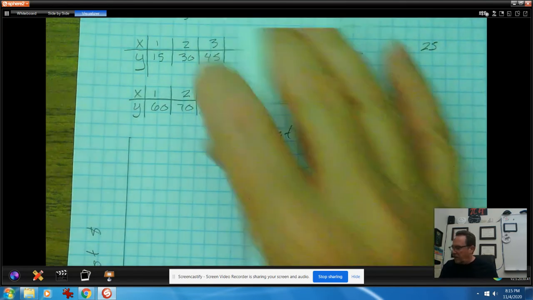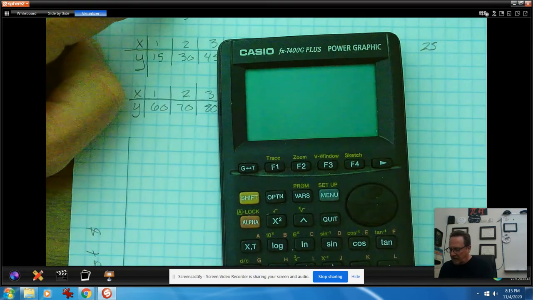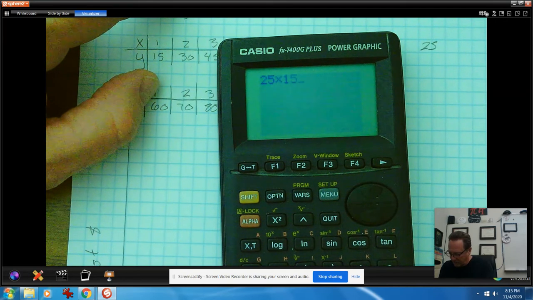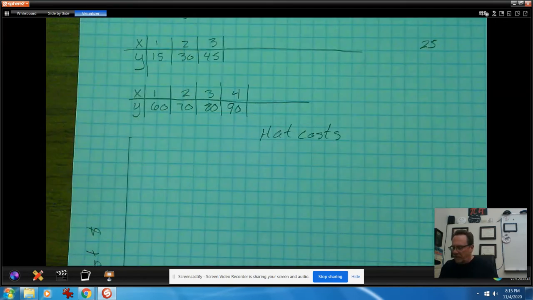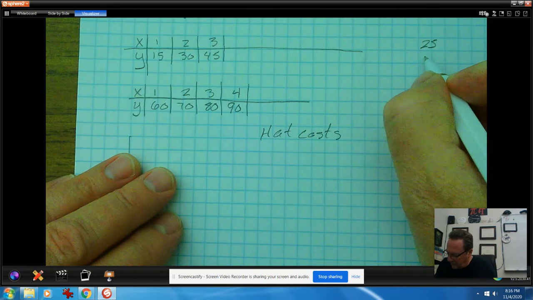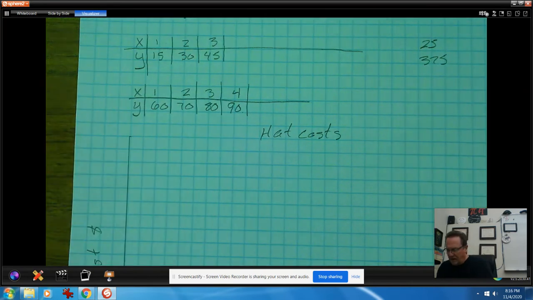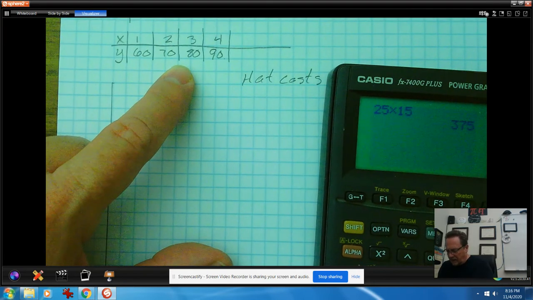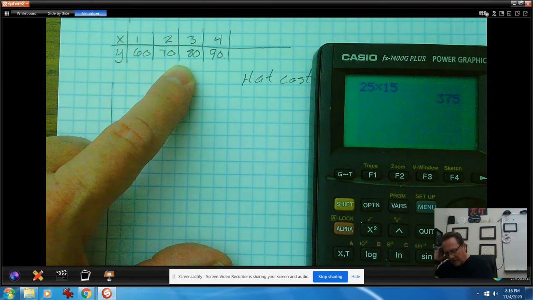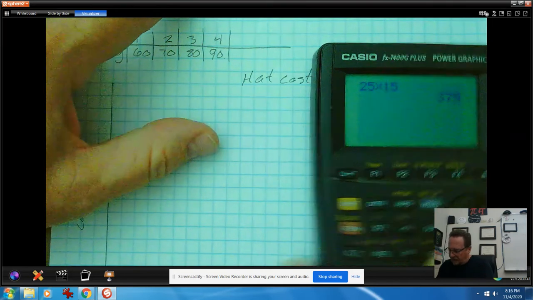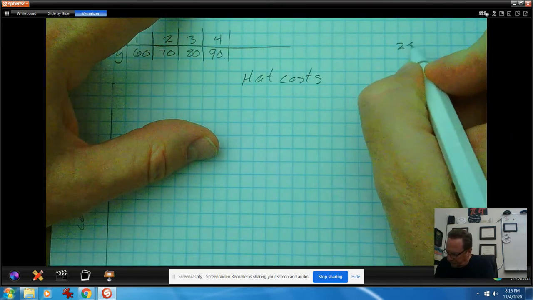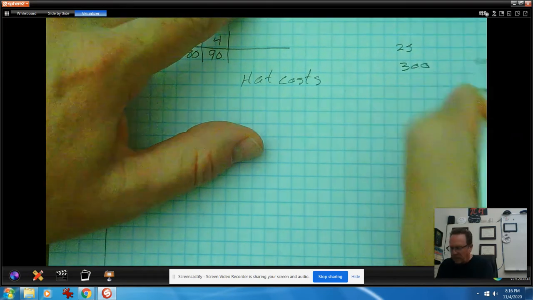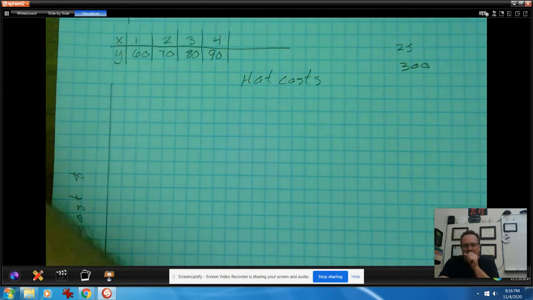If I were to plug 25 in there, for this company, it's just 25 times 15. It's 375. Let's see what happens in this company. 25 times 10 is going to be 250 plus another 50. Makes this one 300.